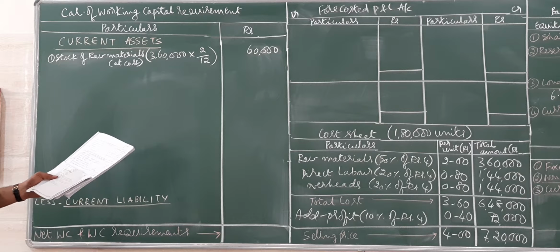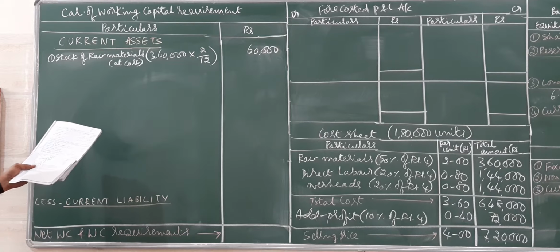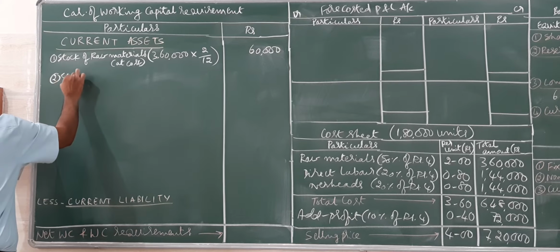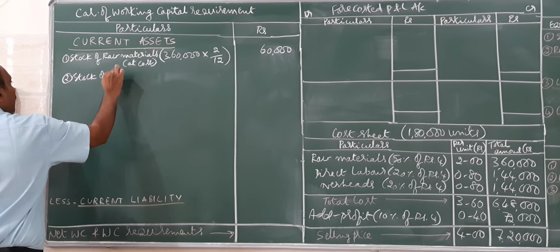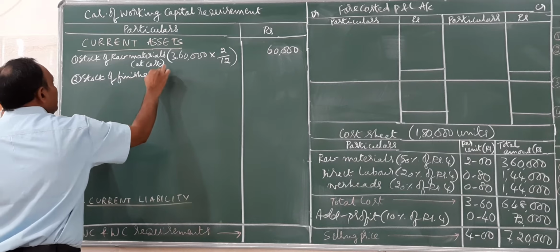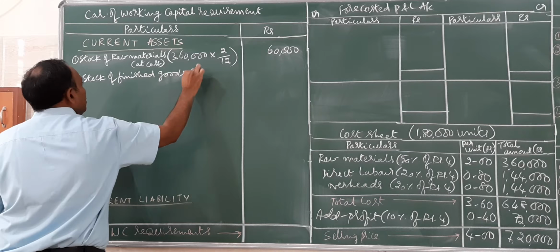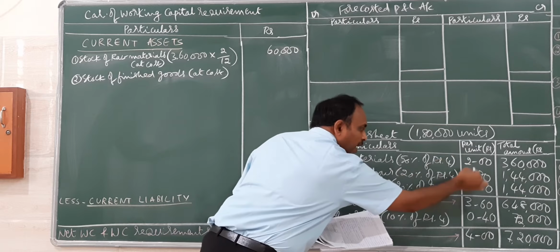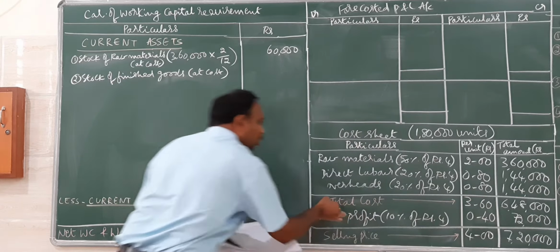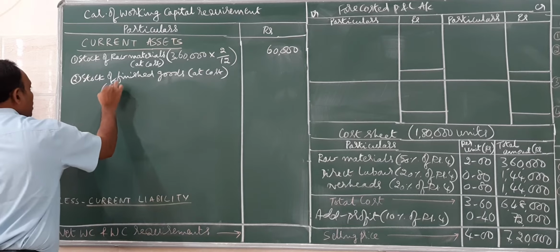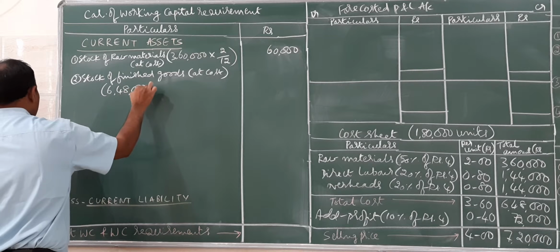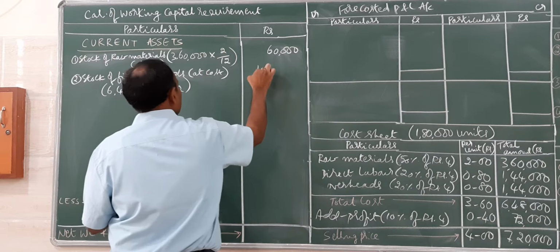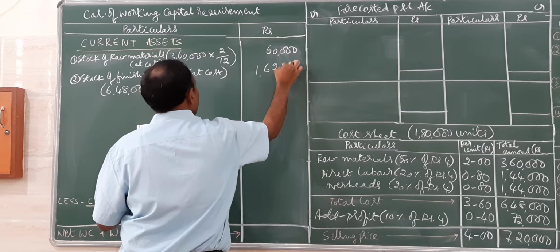The next one is finished goods remaining in stock on an average of 3 months. Stock of finished goods is also a current asset. This is also at cost. For finished goods, we have to add all the three elements and take the total cost. 6,48,000 into 3 months. It comes to 1,62,000.